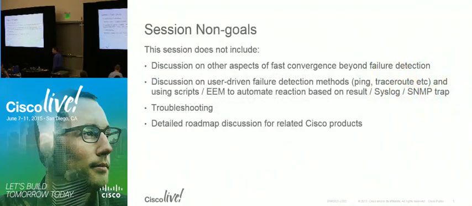Now, I only got 90 minutes. There's a lot of stuff to cover. So to get us on the same page, a few non-goals for the session. First of all, I will really focus on failure detection. There are some other sessions this week that talked about the overall fast convergence. Yesterday, there was a session by Denise Fishburne. She covered the entire gamut of fast convergence, right? Detection, convergence, propagation, route programming, the whole thing, right?